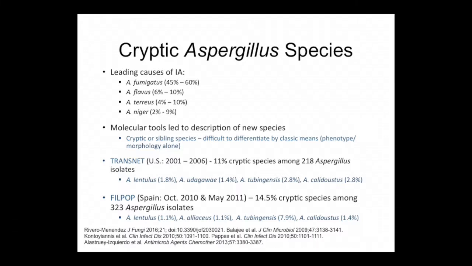In the TRANSNET study, it was reported that about 11% of the Aspergillus species were actually considered to be cryptic. Those included Aspergillus lentulus, Aspergillus udagawae, formerly known as Neosartorya udagawae, Aspergillus tubingensis, as well as Aspergillus calidoustus. In a study that came out of Spain, another epidemiology and surveillance study, they reported about 14.5% cryptic species among their 323 Aspergillus isolates. Again, common ones that were seen were Aspergillus lentulus, Aspergillus tubingensis, and also Aspergillus calidoustus.